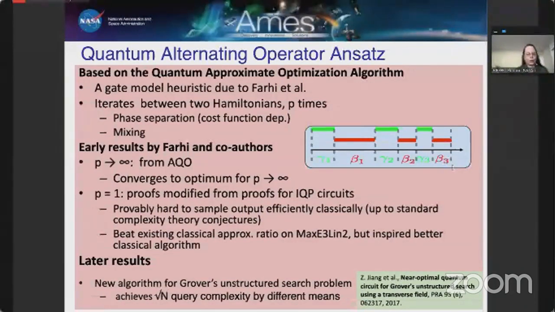In later results, we have a new algorithm for Grover's search problem that achieves the same query complexity, but is in the QAOA setting. And if you just naively Trotterize the Roland-Cerf schedule for adiabatic quantum computation, you lose the square root speedup. So this is a non-trivial result, and also suggests that at least in some cases, you can find good parameters even for large P. So that's the setting.